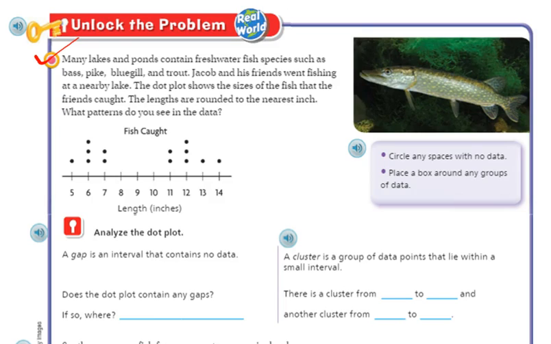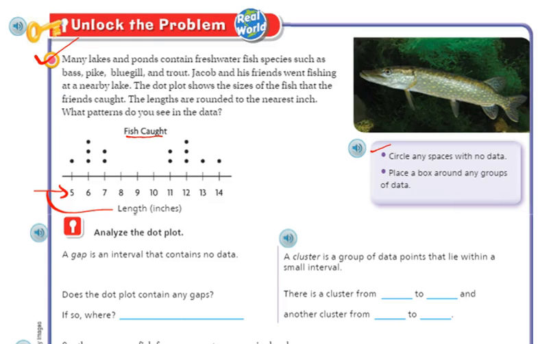All right, so we have our dot plot here. The title is The Fish Caught. The number line right here represents the length of each fish, and then the dots are the number of fish that were caught. Okay, so let's take a look at how you're going to actually describe this data.